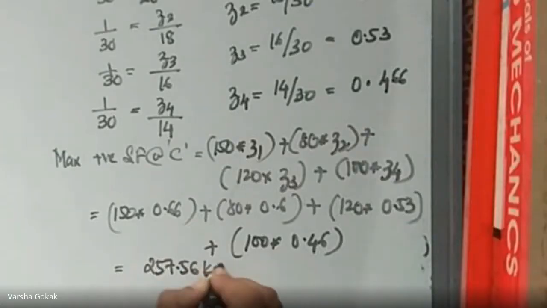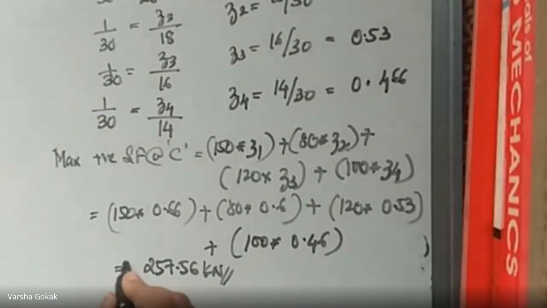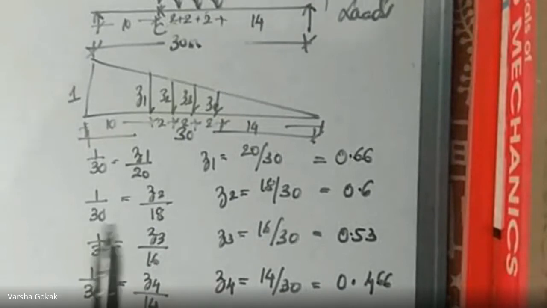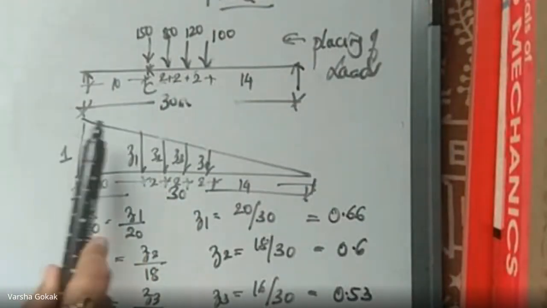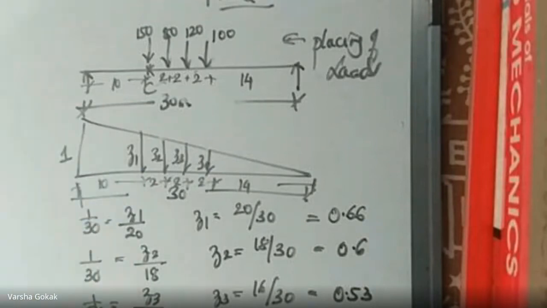257.56. Correct. 257 point something. So this is the positive shear force value, in kilonewtons. So for positive, I will put the last force at C. For negative, I will put the first force at C. Clear? So these are the shear force calculations.